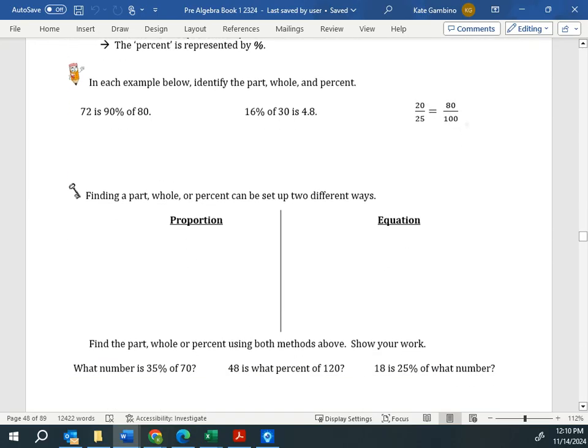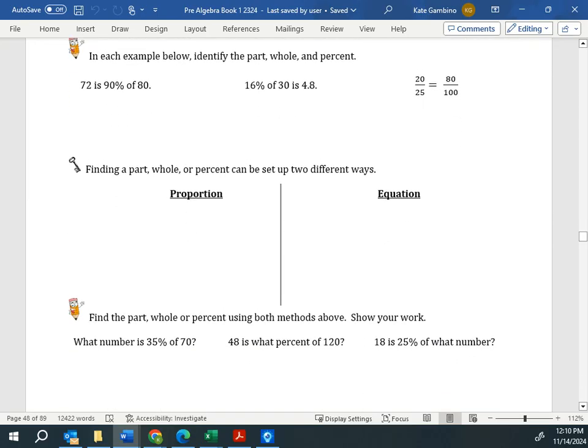In each example below, we're going to identify the part, the whole, and the percent. What's the easiest one to identify? Amala? The percent. So we're going to put the percent symbol underneath the 90%. Obviously, the percent symbol goes underneath the part that has the percent symbol in it. 90% is our percent. So that leaves us with the part and the whole. We don't need calculators right now, so they should not be out.